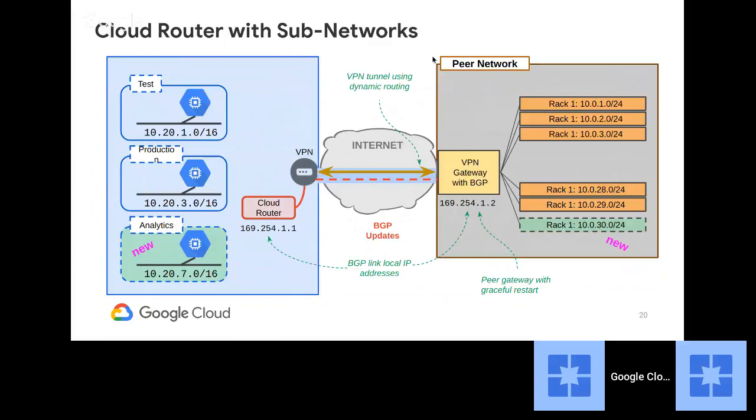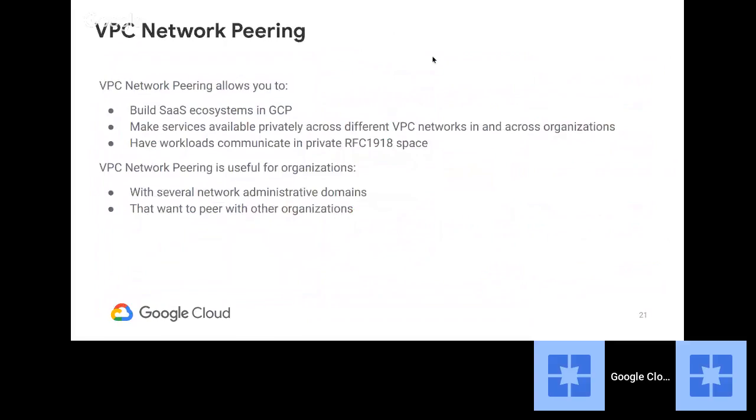And that's what allows the connectivity between both peers on their entire networks. So when we talk about actual peering solutions, this was one of the bullet points on the previous slide. What this allows you to do is build software as a service style ecosystems on GCP to make your services privately available across different VPC networks in and across organizations, and allow your resources wherever they are to communicate in that private address space.